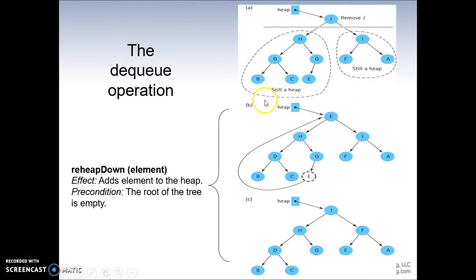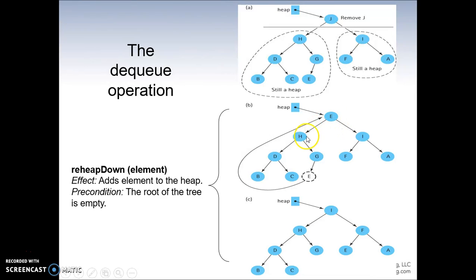So we call it reheap down because we have to keep the shape property. In order to keep the shape property, you have to remove E, right? Then we still have a complete tree. And we put E on the top where J is gone, right? Then we're going to worry about the order property by reheap down, moving E to the right location, moving it down the tree.